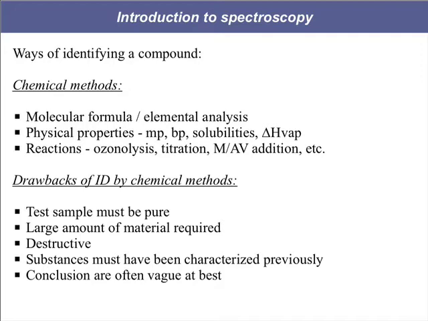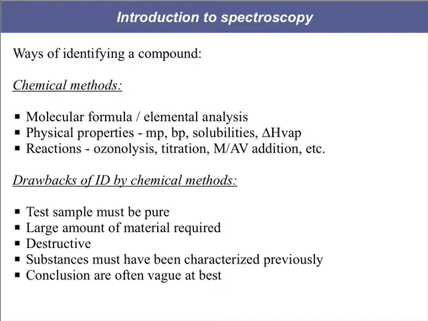You can do reactions on it, like ozonolysis. Look at the byproducts of ozonolysis, or do a titration, or do a reaction that gives you Markovnikov or anti-Markovnikov addition, and look at the product that you get, and then from the product you can determine what your starting material must have been, etc. These are all methods that you could use to determine what the structure of a molecule is, but there are some drawbacks of these methods.